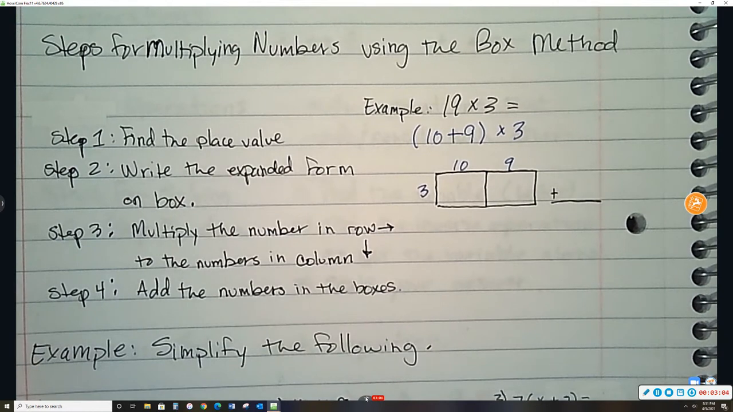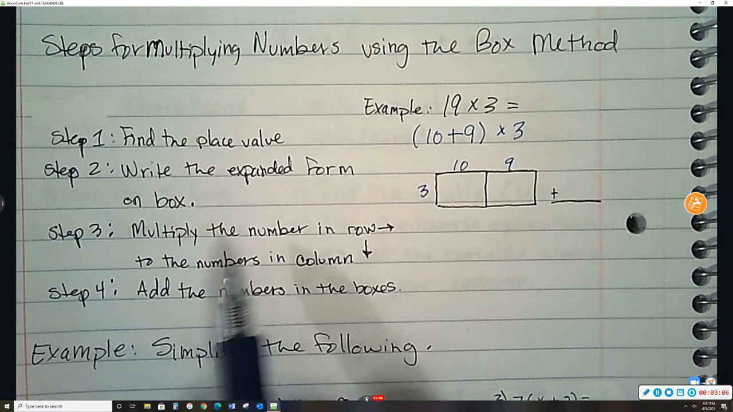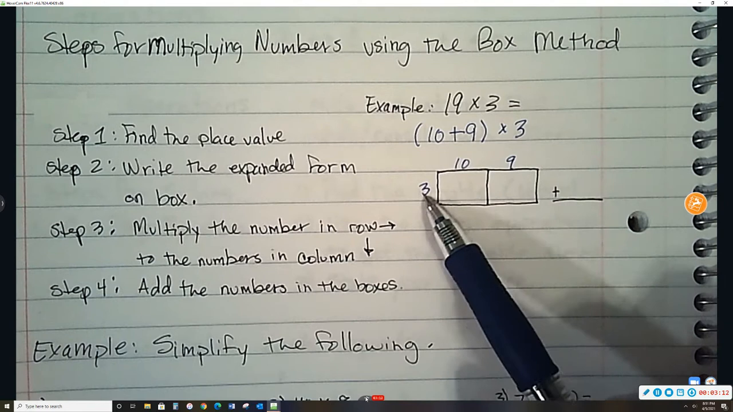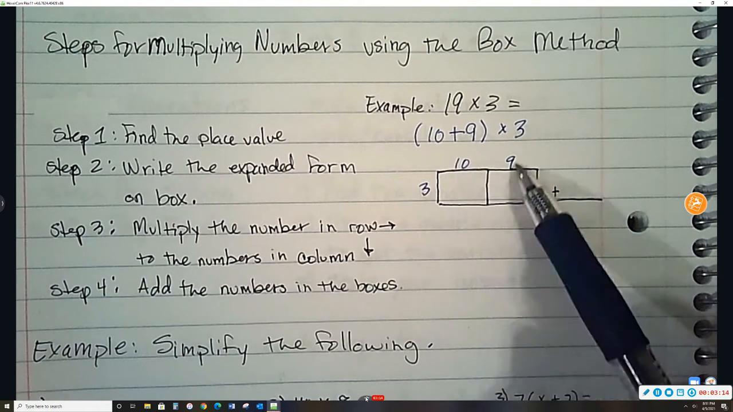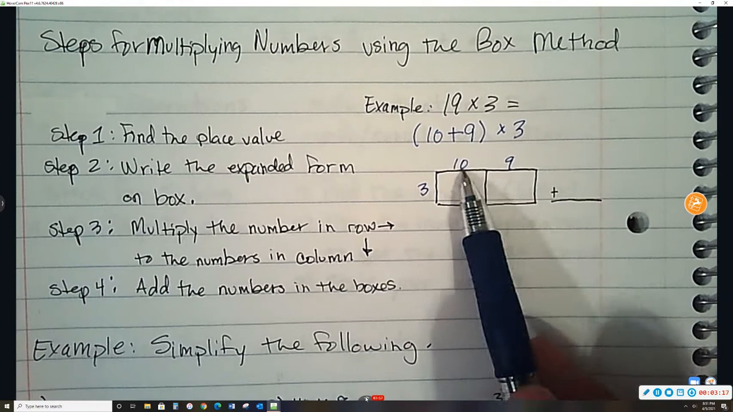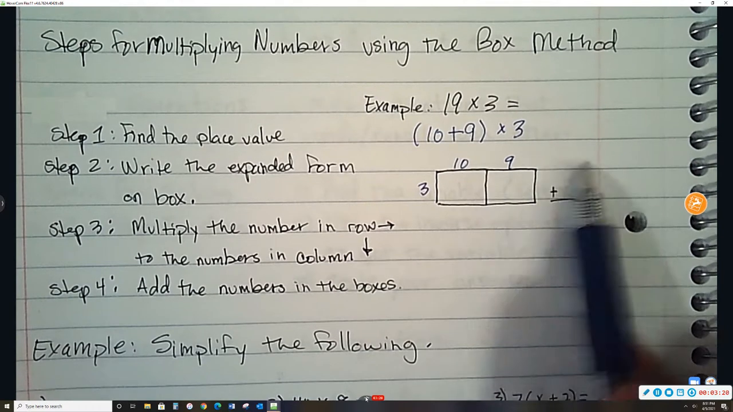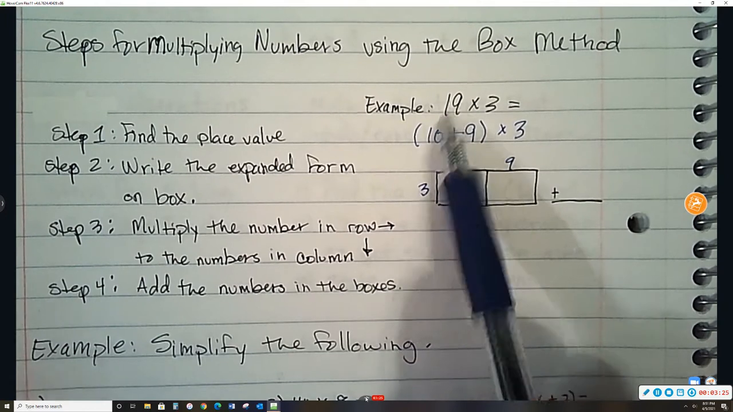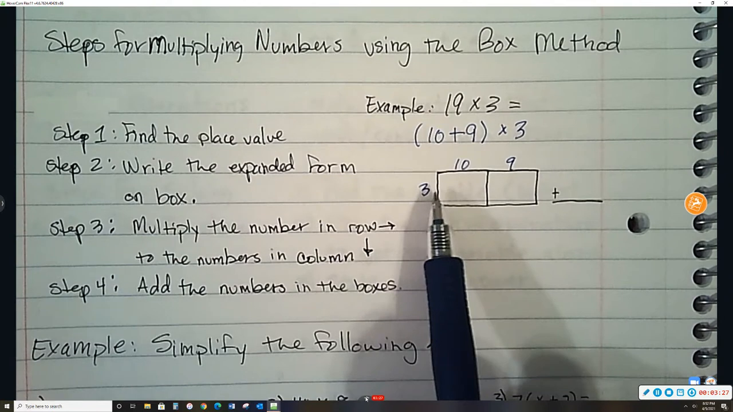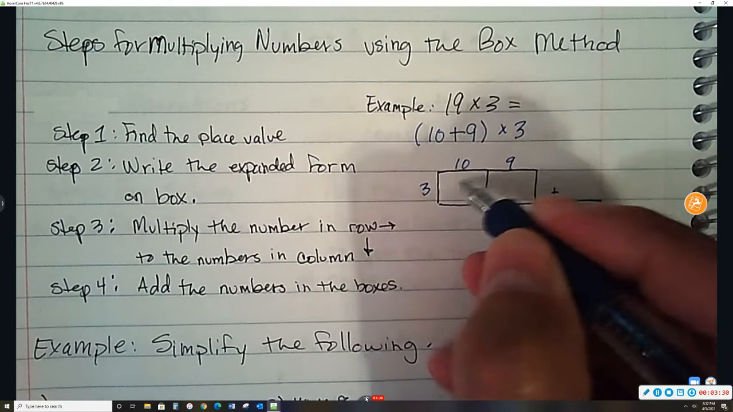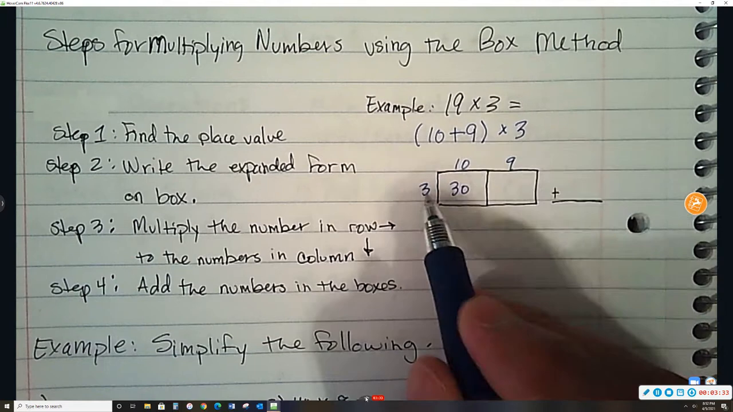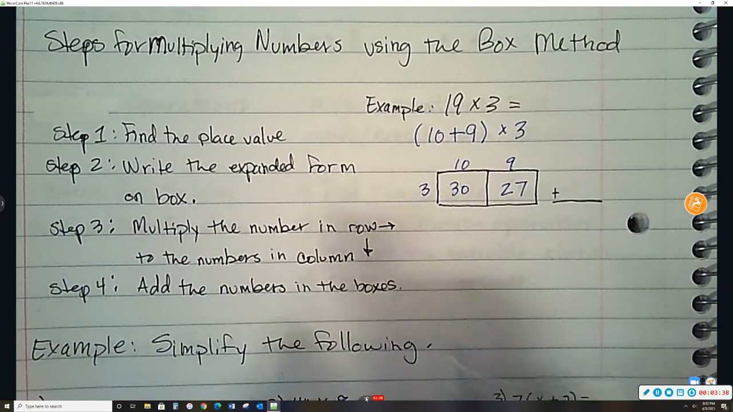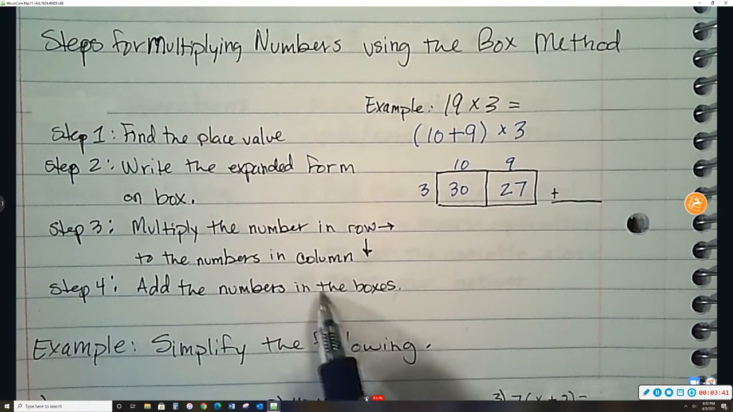And then step 3 says multiply the numbers in the row to the numbers in the column. So take the number that's here and multiply it to all of these top ones up here. Sometimes we may get into a worksheet where there's more than 2 numbers up here, like a 3-digit number, like 479. But for now, it's just multiply 3 times 10. We know 3 times 10 is 30. And multiply 3 times 9. 3 times 9 is 27.